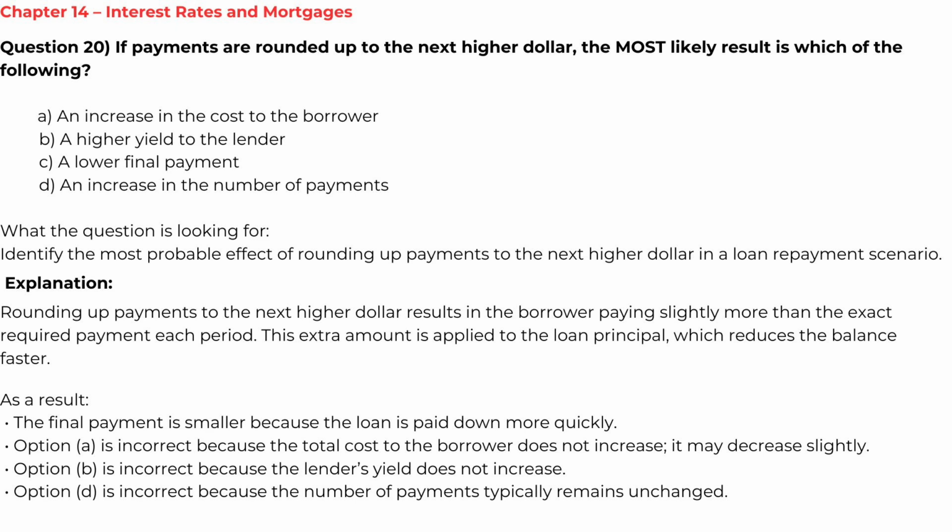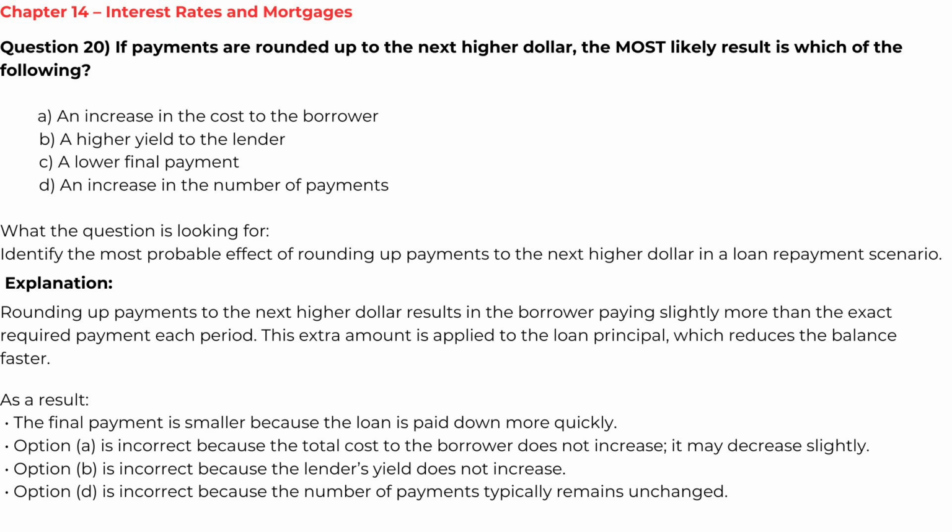Question is looking to identify the most probable effect of rounding up payments to the next higher dollar in a loan repayment scenario. Option C, a lower final payment, is the correct option. Explanation. Rounding up payments to the next higher dollar results in the borrower paying slightly more than the exact required payment each period. This extra amount is applied to the loan principal, which reduces the balance faster. As a result, the final payment is smaller because the loan is paid down more quickly.